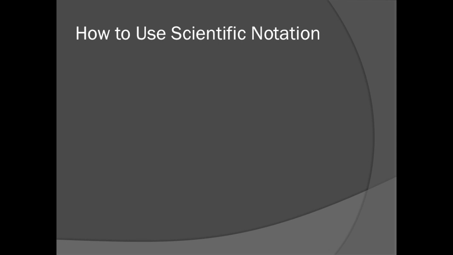Now, how do we use scientific notation? Let's take a number like 9 million. Verbally, it's easy to understand what I'm referring to, but when written out, it may not be as easy. This is due to the large number of zeros. Scientific notation allows us to write this number in a much simpler way.